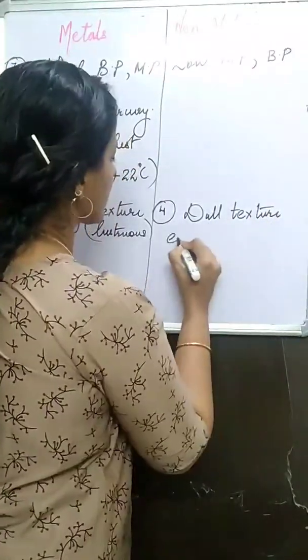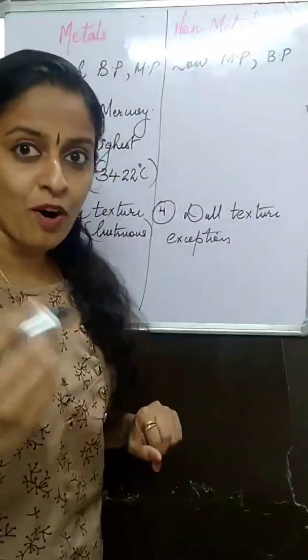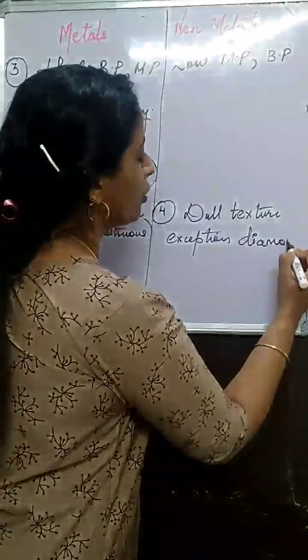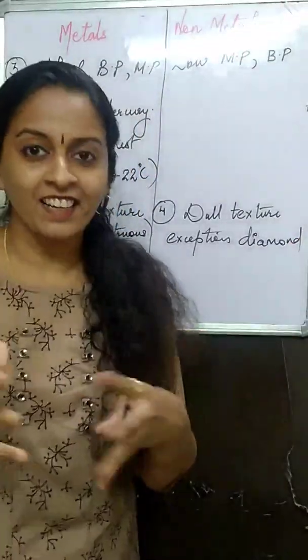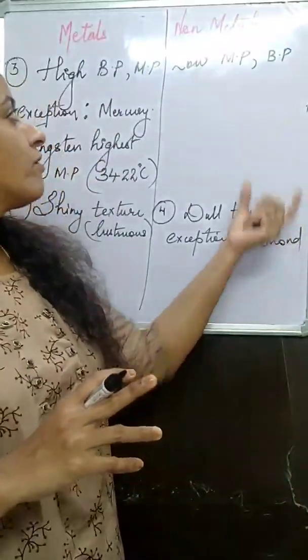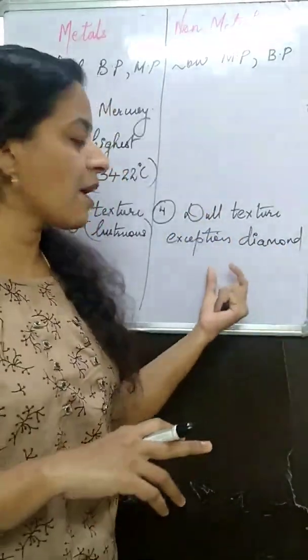And here the exception is, which is the exception? The form of carbon, that is diamond, except diamond. We all know how shiny a diamond is. Okay, it shines brightly. So this is an exception for non-metal. They are generally dull in texture except diamond.